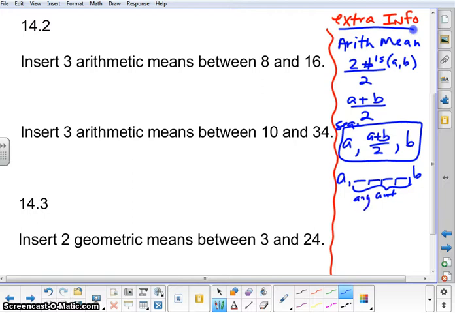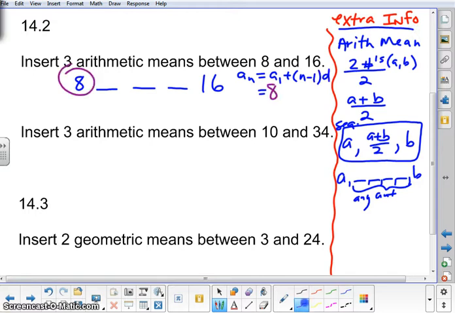Okay, so let's go ahead and talk about the arithmetic mean of 8 and 16. Now this is just a visual for myself. I like to put 3 spaces in there just to see what I'm looking for. And we're going to use the arithmetic term formula, which is a sub n equals a1 plus (n minus 1) times d. We can see that the first term is 8, so I'm going to plug that in. We can see that the fifth term, because this will be 1, 2, 3, 4, 5, is 16. So the value is going to go in that spot, and d is the only thing left over.